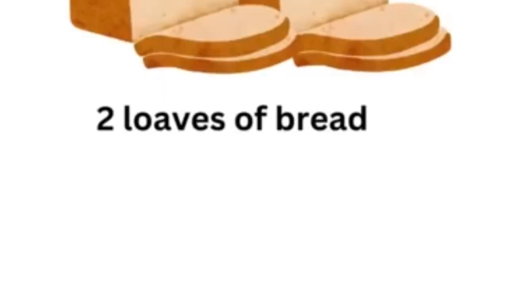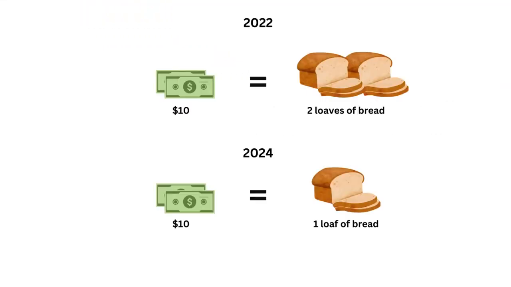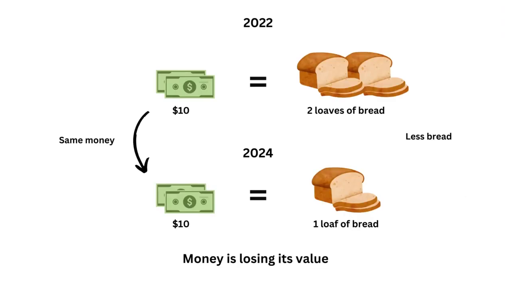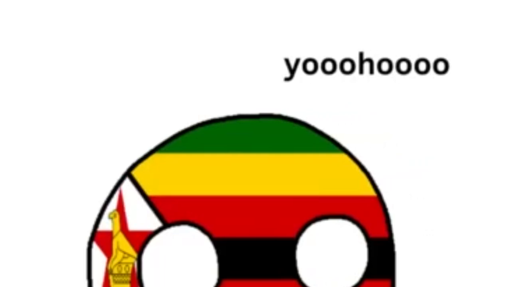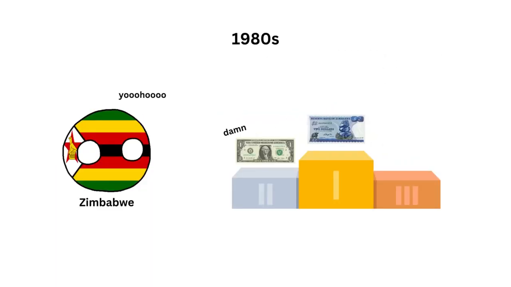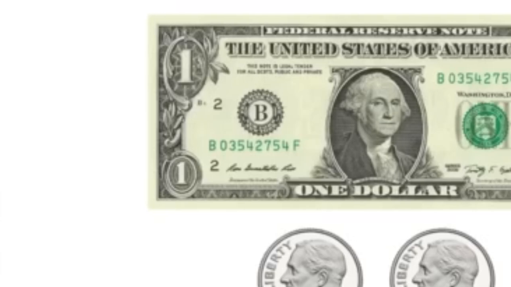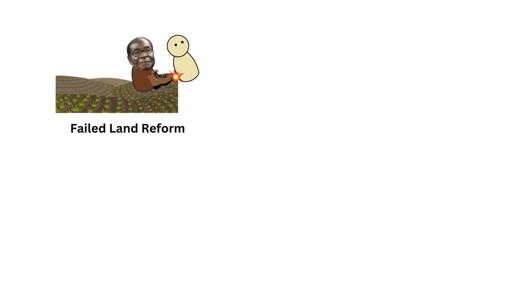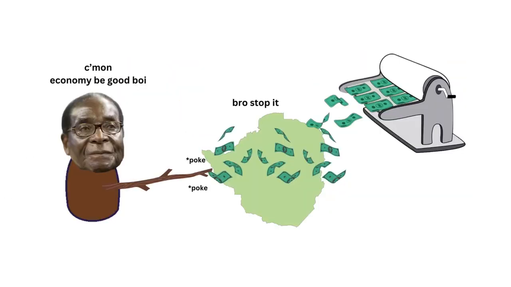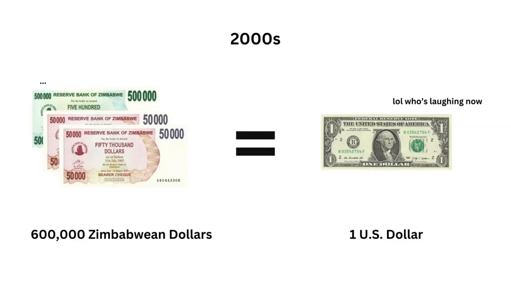For example, in 2022, you could buy 2 loaves of bread for $10. But due to high inflation, in 2024, you can only buy a loaf of bread for $10. So you buy fewer things with the same amount of money. A real-life example is Zimbabwe. In the 1980s, the Zimbabwean dollar was worth more than the US dollar. 1 Zimbabwean dollar was 1.35 US dollars. But due to their failed land reform, economic problems, corruption, and printing money mindlessly, the value of the Zimbabwean dollar dropped dramatically. By the 2000s, 1 US dollar was equal to almost 600,000 Zimbabwean dollars.